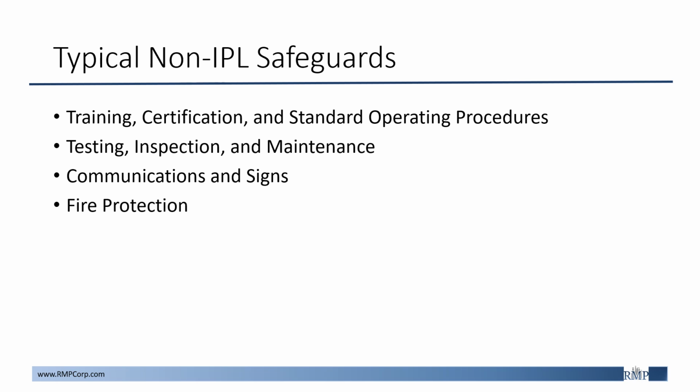Although all IPLs are derived from safeguards, there are some safeguards that are not considered IPLs. The most common of these being training, certification, or some type of reliance upon standard operating procedures. They can be used throughout the HAZOP, but not included as a LOPA IPL. Additionally, non-IPL safeguards could include some type of testing, inspection, or maintenance. You may have some type of communications or signage around hazardous materials. And finally, if you do get to the point of a release, any type of fire protection is traditionally not captured or recognized as an IPL.